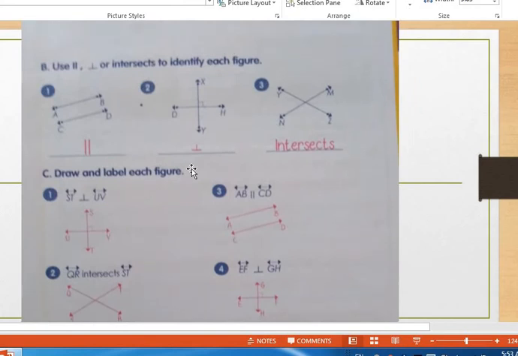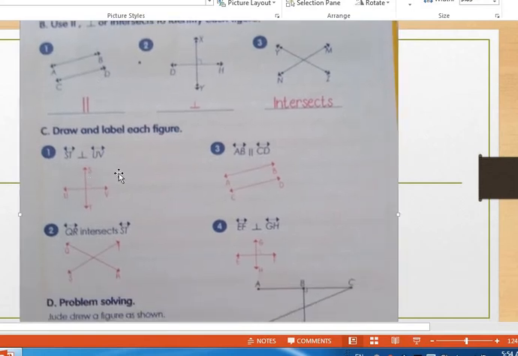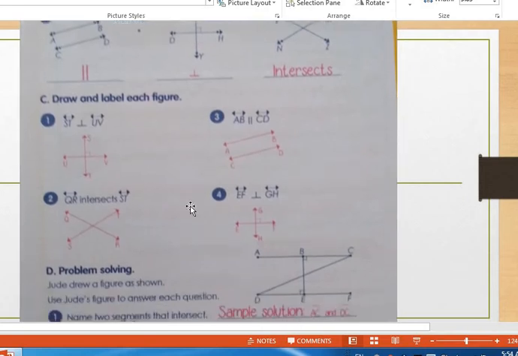Okay, here he asks me to use parallel, perpendicular, intersects to identify, to tell each figure. So this is parallel, as we said before, and this is perpendicular, intersects, the same idea. Draw and label, we have mentioned this before.